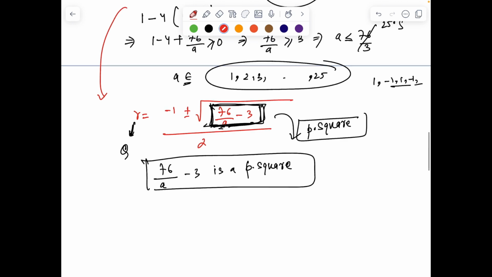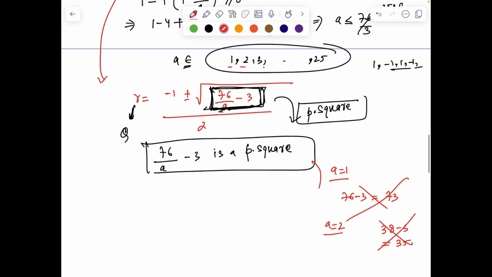So under what condition will it be a perfect square? One way is to filter from 1 to 25 all the way around. For example, if I keep a equal to 1, I'll get 76 minus 3, which is 73. Now this is not a perfect square, so clearly that is wrong. Next I'll keep, let's say, a equal to 2. So a equal to 2 will give 38, and 38 minus 3 is 35. That is not a perfect square, so that will not work. So like this, if I keep on doing, it is lengthy.